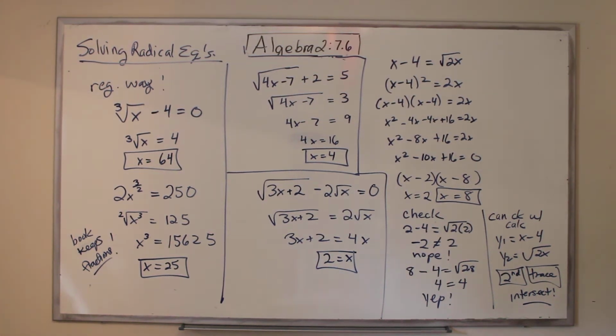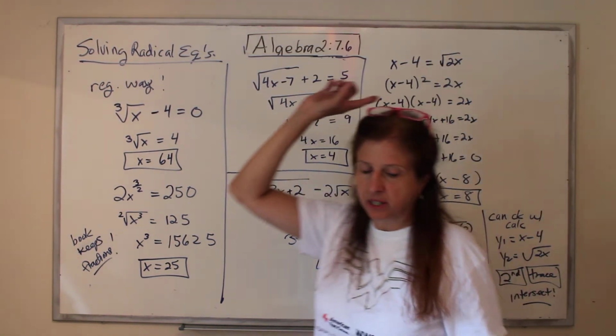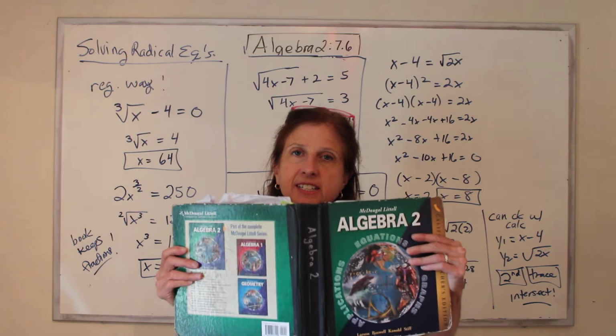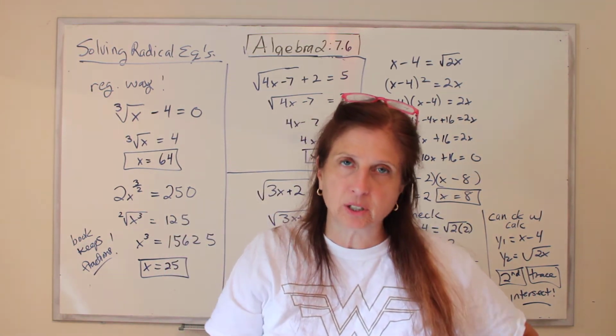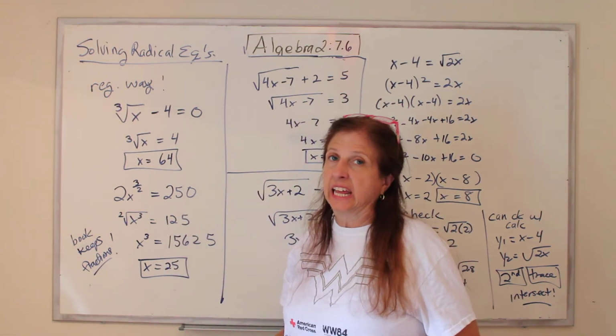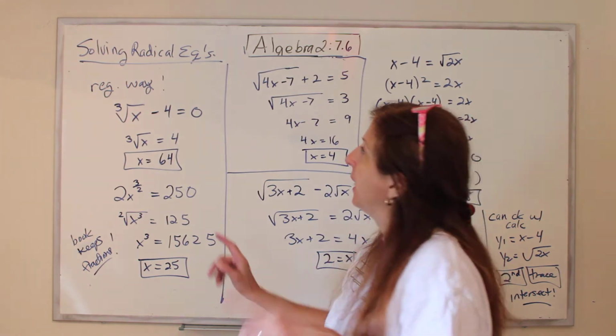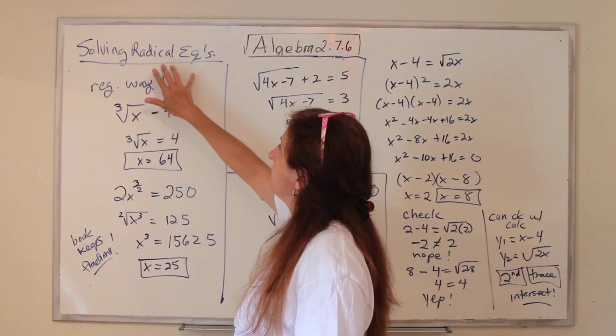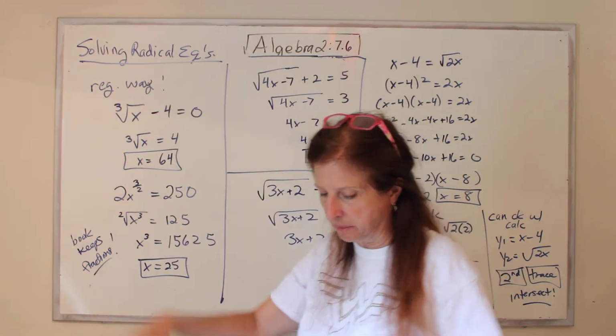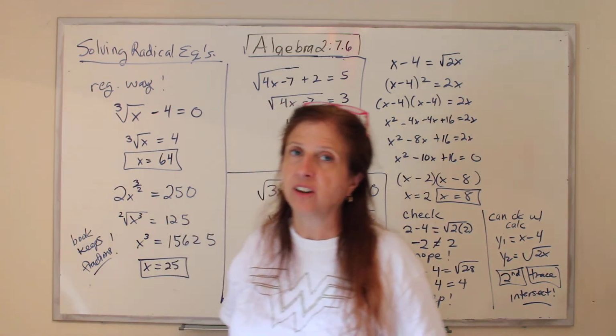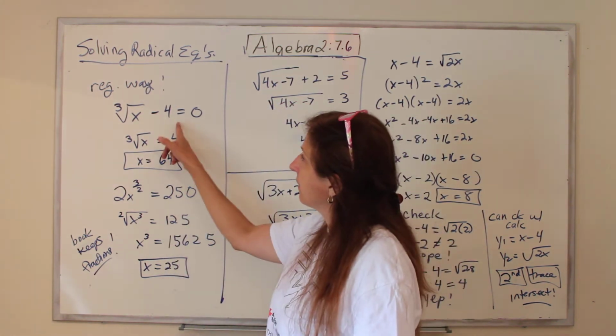Welcome back to Algebra 2, Chapter 7, Section 6. In this book, we've been talking about fun, interesting math, I promise. And today we're going to talk about solving radical equations. That's just fancy math, where it's an equation and it's got a radical in it, like this one.